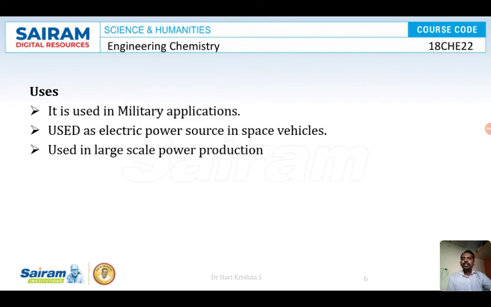Okay. So what are the uses? It is mainly used in military applications. In the military, the major source of power is the fuel cell. Whenever you supply the raw materials, we get energy. Once you stop supplying the raw materials, energy cannot be withdrawn. It is mainly used in military applications in hills and valleys, as an electric power source in space vehicles, and also in large scale power production.